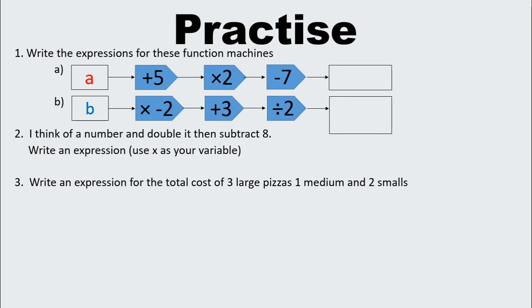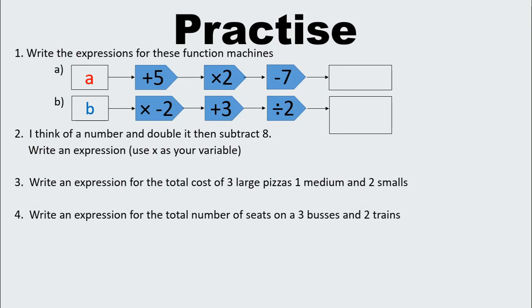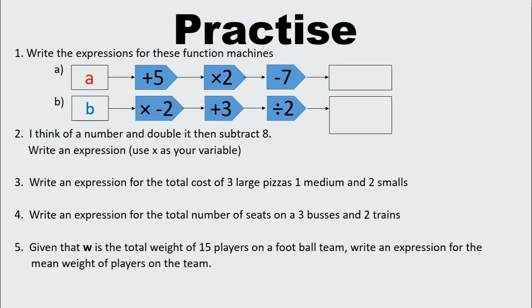For question 3, write an expression for this word problem to find the total cost of 3 large pizzas, 1 medium pizza, and 2 small pizzas. For question 4, again, turn this word problem into an expression for the total number of seats on 3 buses and 2 trains. And for question 5, given that W, that variable, represents a number, and it's the total weight of 15 players on a football team, write an expression for the mean weight of the players of the team. I hope you remember that mean is the average, and I hope you know how to work that out.